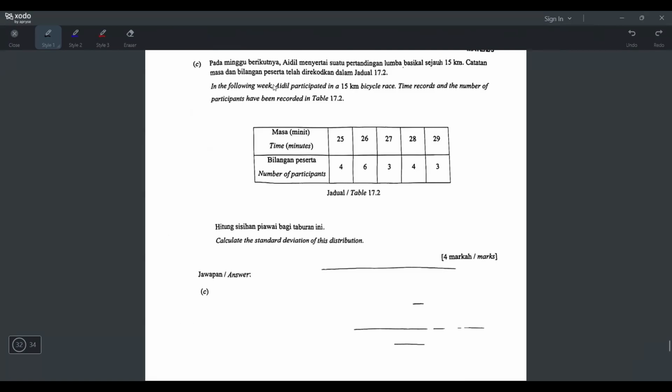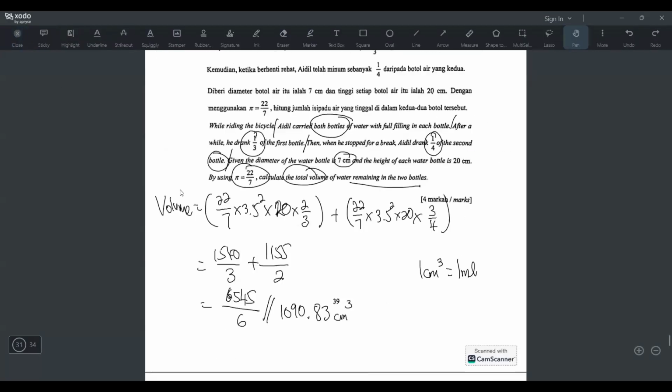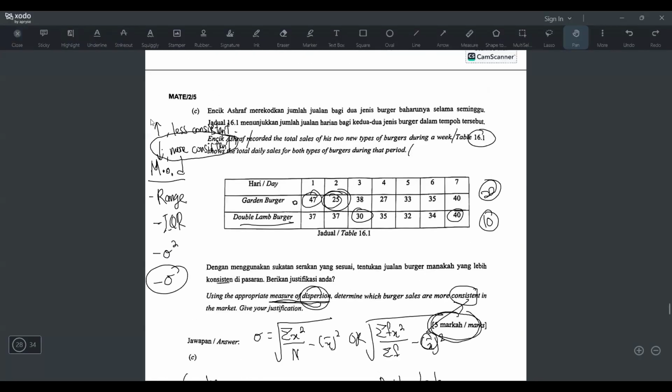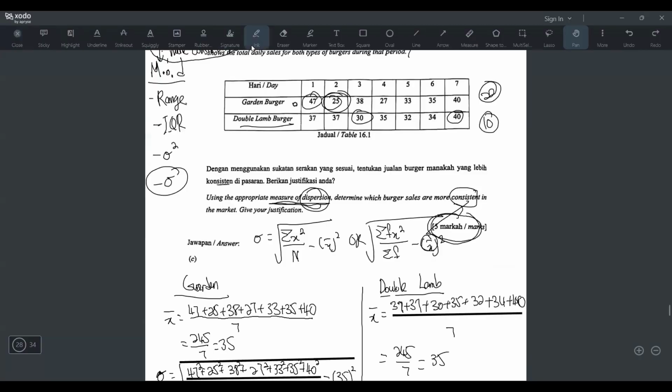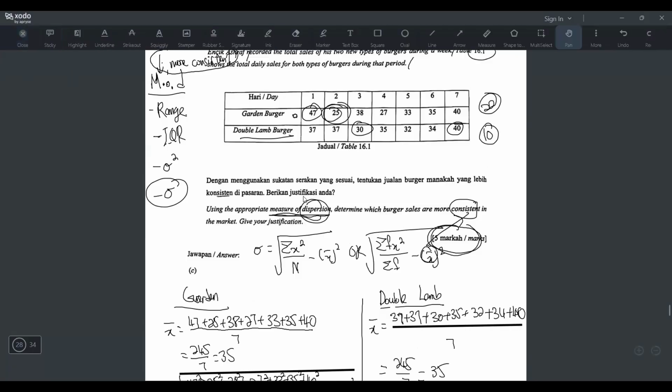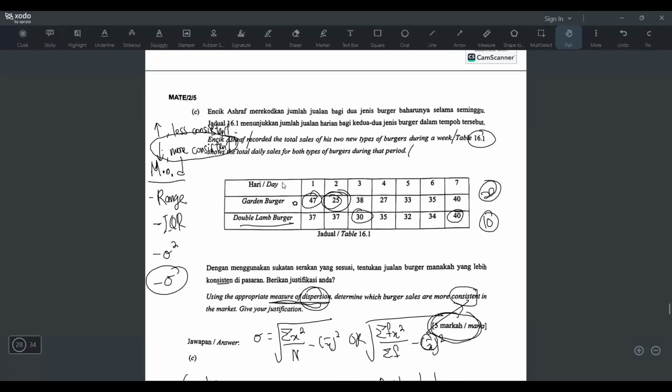In the following week, Aidil participated in a 15-kilometer bicycle race. Time records and the number of participants have been recorded. So this one is the time and the number. Calculate the standard deviation. This one I taught already just now. Where is it? You see? This is C just now. So the formula is still here. If you want to listen to me explain the formula again, then rewind the video to this one. I already mentioned it just now.